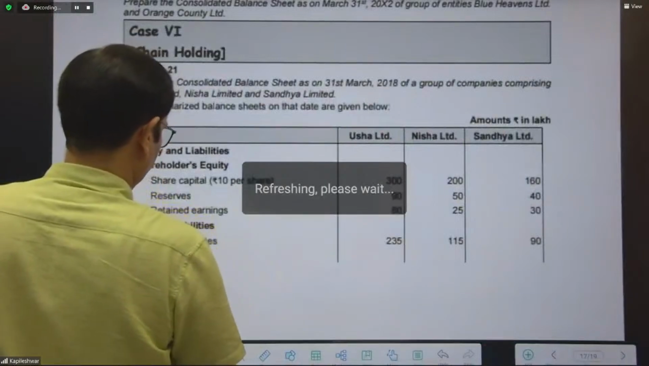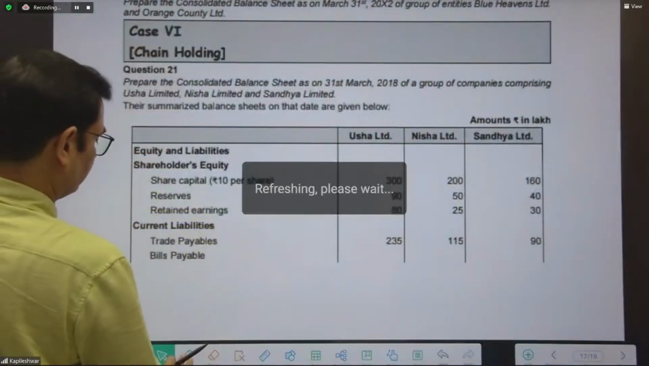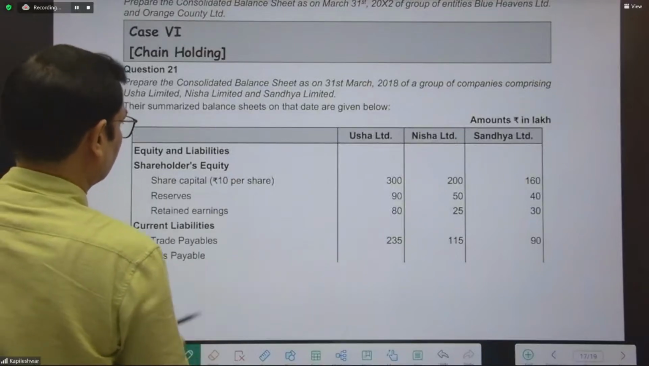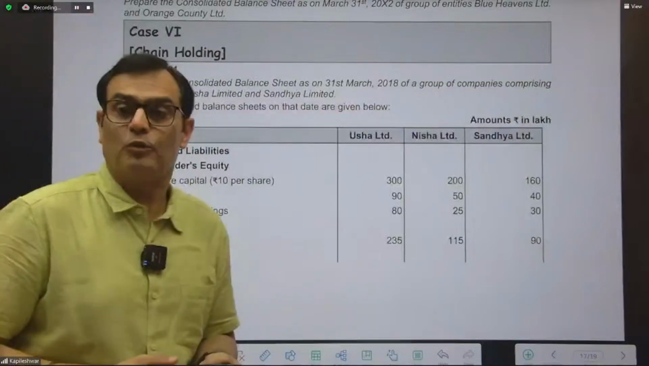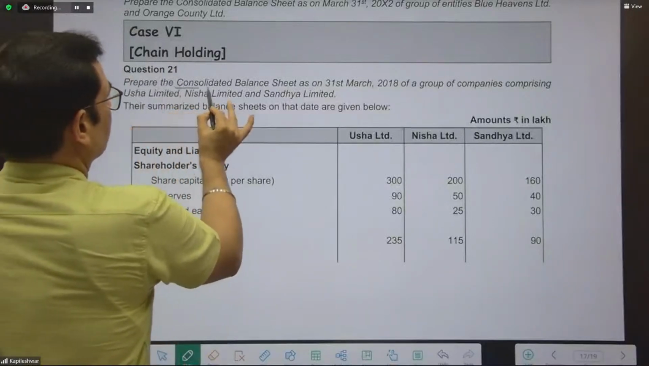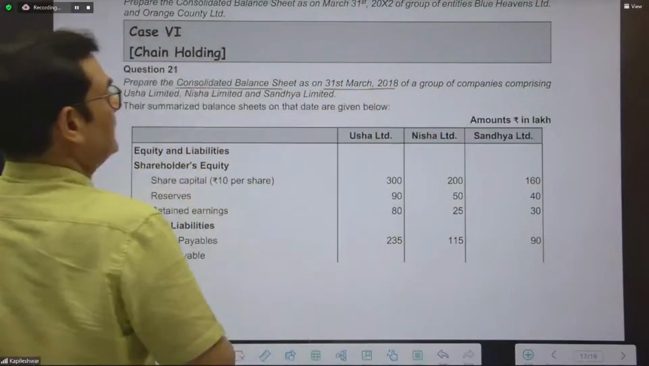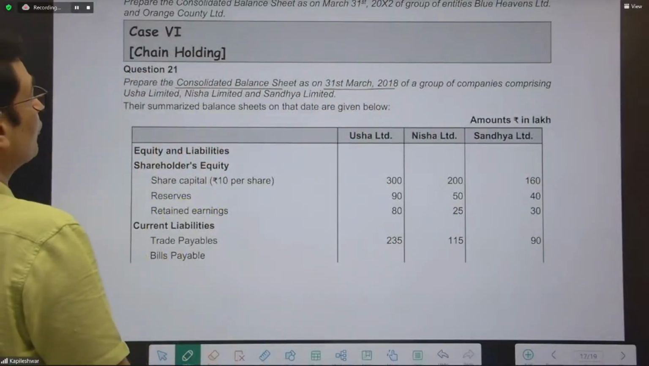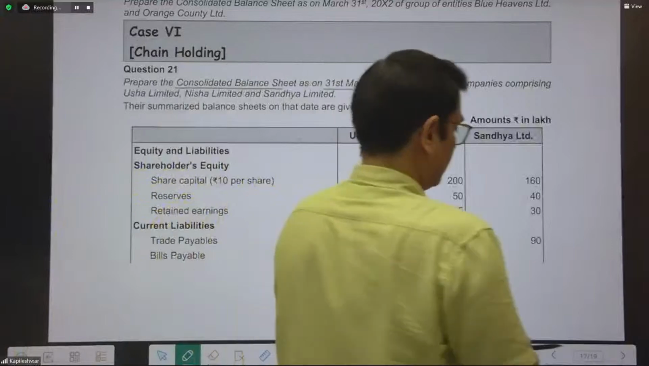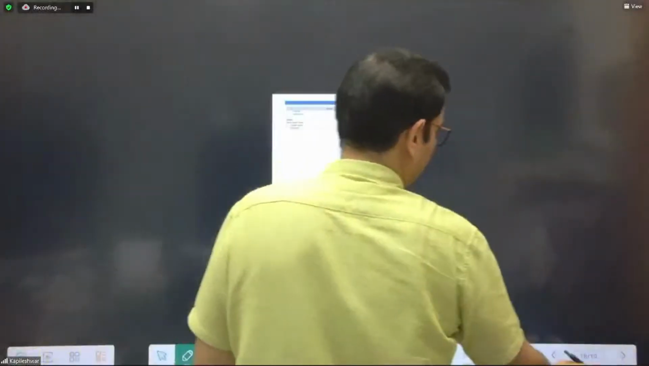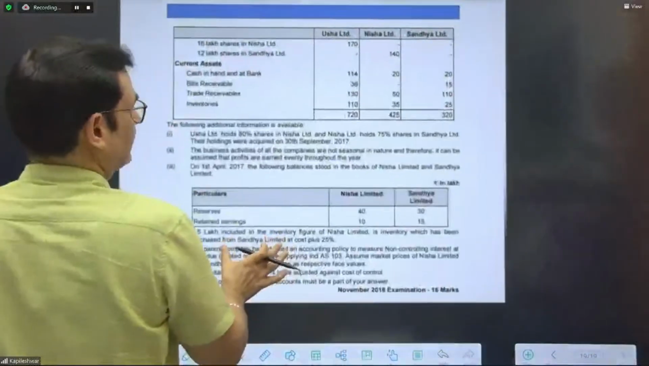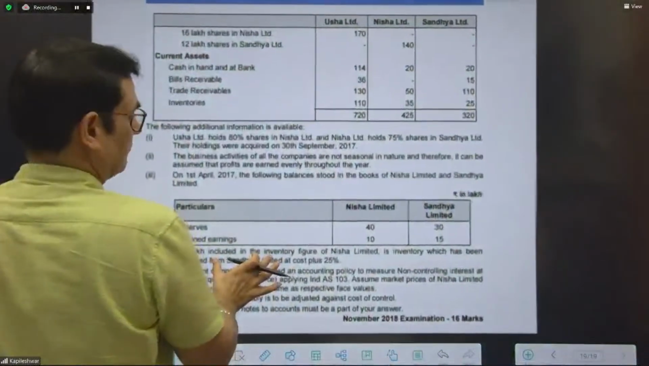So let's have a read first of all. So this is one of the examination questions on a chain holding. Let's read what is given. It says prepare the consolidated balance sheet on March 2018 for a group of companies comprising of Usha, Nisha as well as Sandhya, and the balance sheets are given. And after the balance sheets are given, let's have a look at the information further. It's a November 18 examination question. It came for 16 marks in the exam.